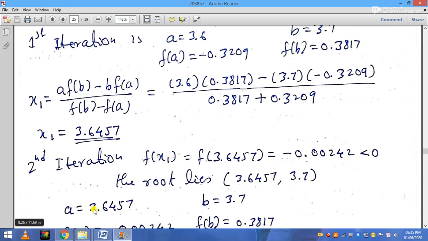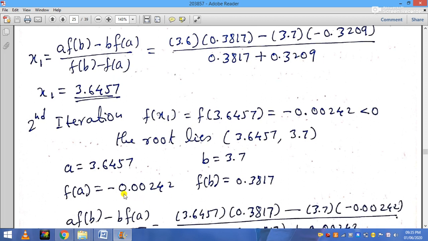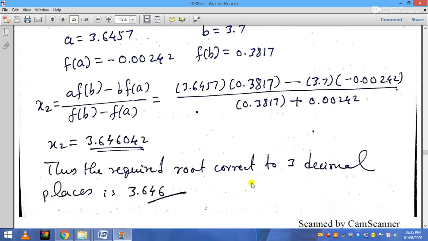So a is equal to 3.6457, b is equal to 3.7. Then f of 3.6457 is negative, f of 3.7 is positive. Then put in the regula falsi formula, that is x2 is equal to a into f of b minus b into f of a divided by f of b minus f of a.